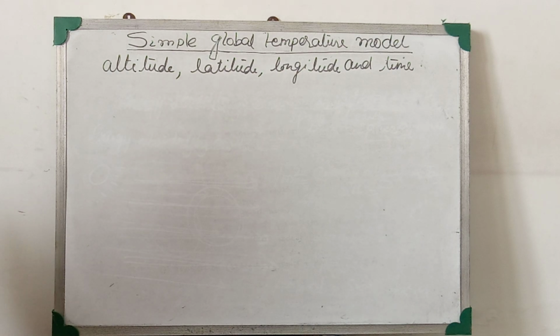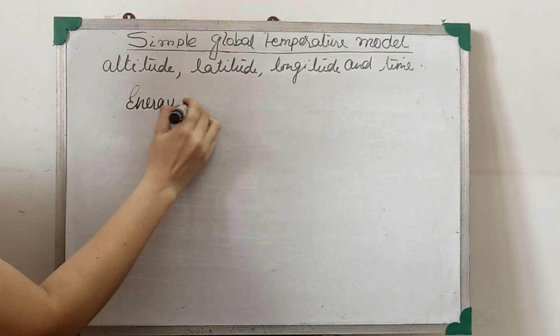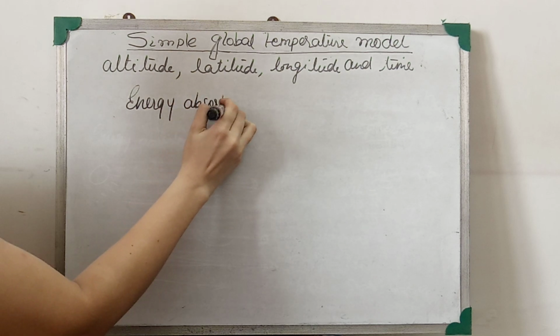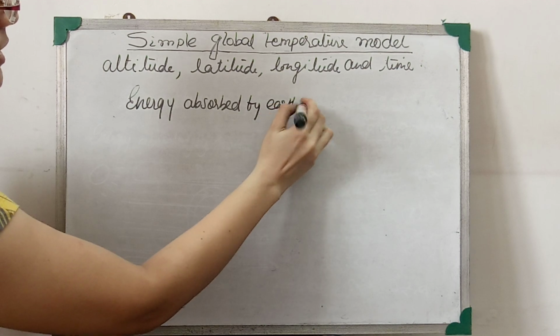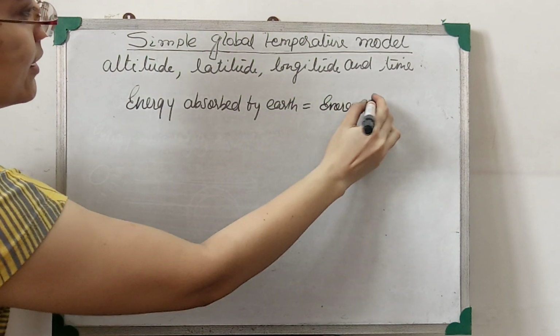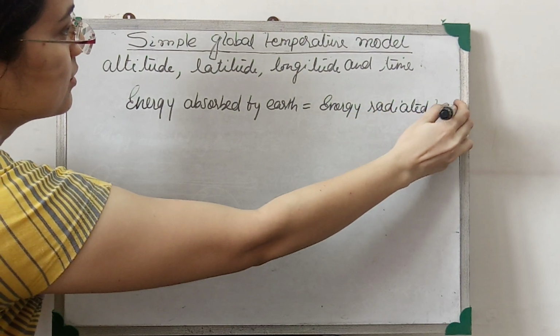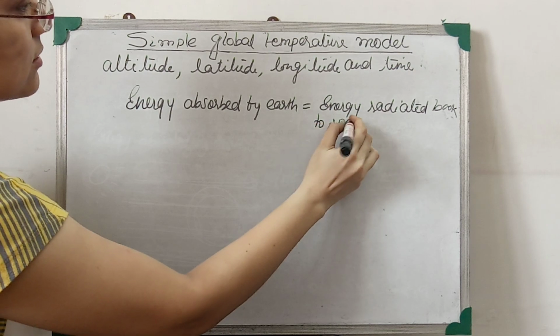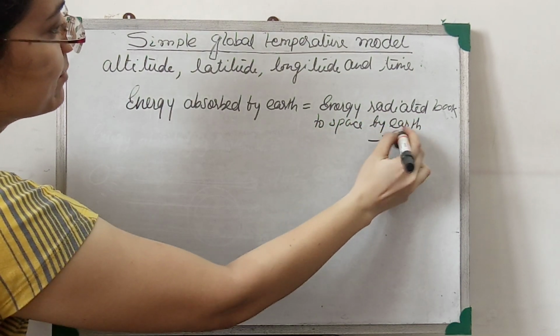In this model, it is considered that the total energy absorbed by Earth is equal to energy radiated back to space by Earth. It is equation number 1.